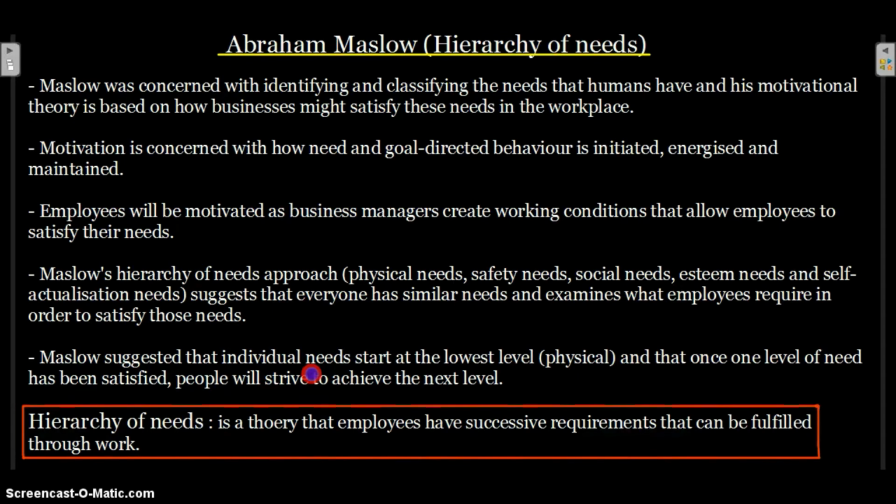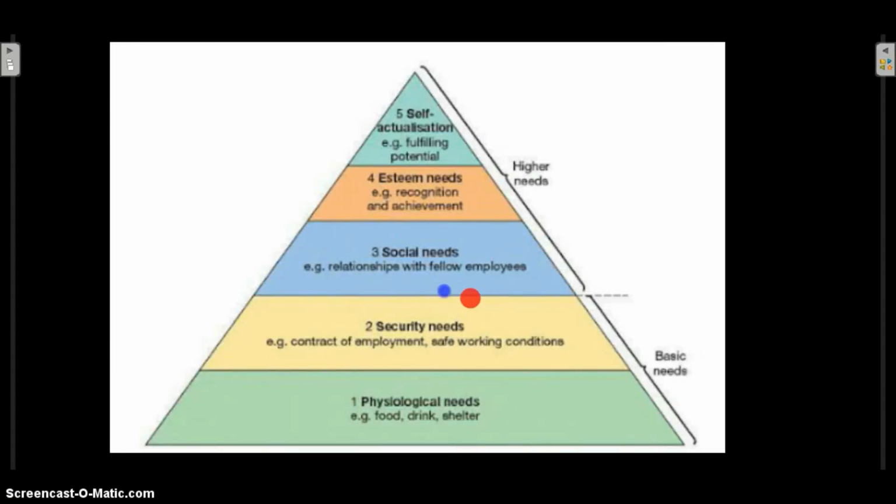If a question comes in your exam asking what is meant by hierarchy of needs, it is basically a theory that employees have successive requirements that can be fulfilled through work. Successive requirements means that after one requirement is fulfilled, employees move on to fulfill the next requirement, and so on. This can be explained by this pyramid, Maslow's hierarchy of needs: physiological, security, social, esteem needs, and self-actualization needs.